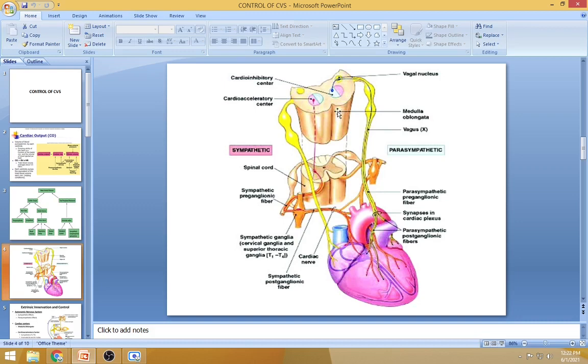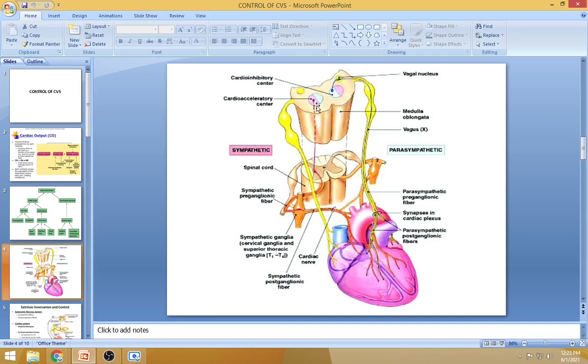Okay, and you have these groups of nuclei that form the controlling system. In some books this entire system is called the vasomotor center. The vasomotor center is basically a center consisting of a cardioinhibitory center, shaded in light blue, and a cardio-acceleratory center, which is shaded in pink. So these are nothing but groups of nuclei.